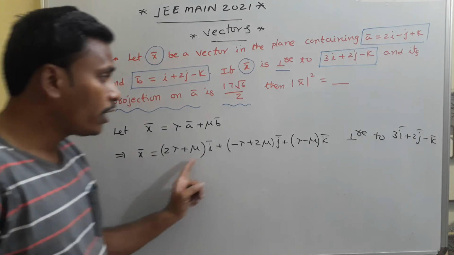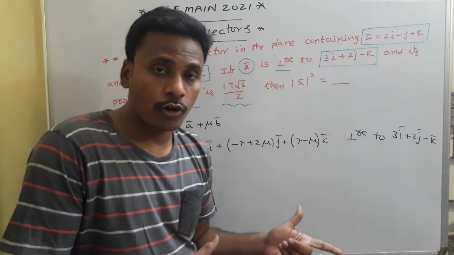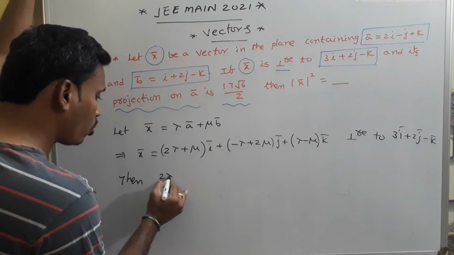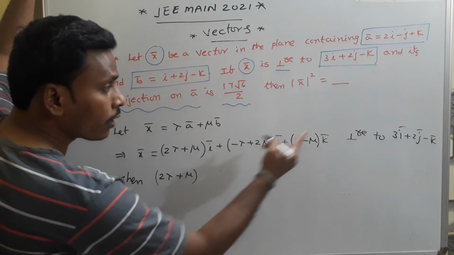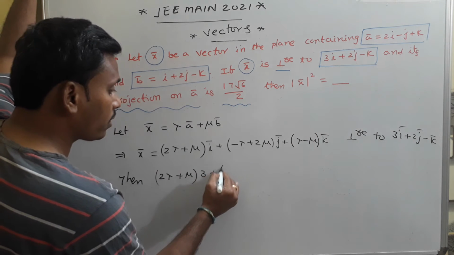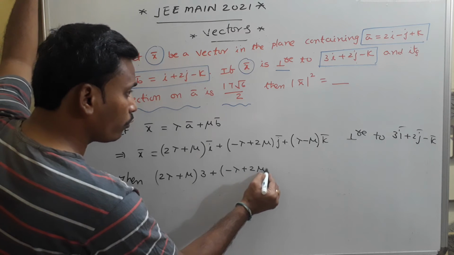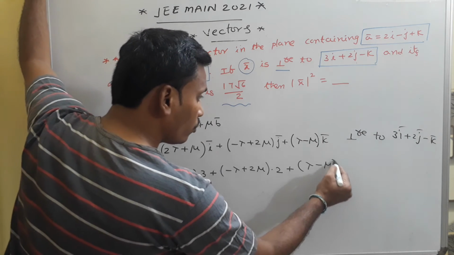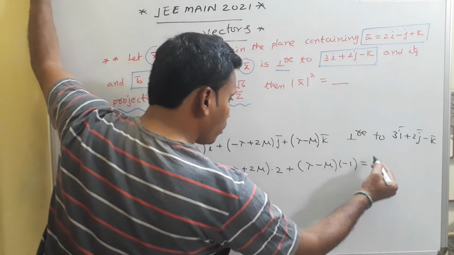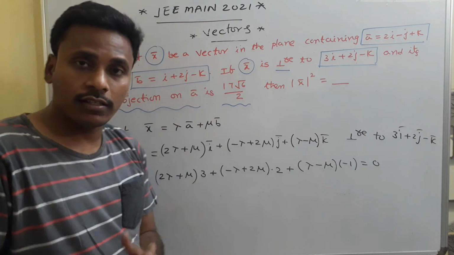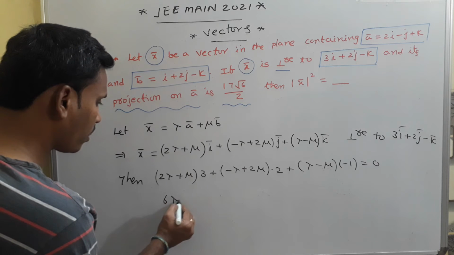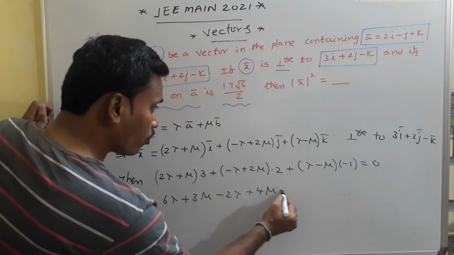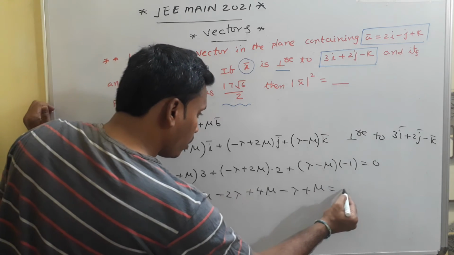So what can we do, the dot product of these two vectors is 0. Dot product means sum of the products of the coefficients. Okay, then we will write like this, 2 lambda plus mu into i bar coefficient is 3, plus minus lambda plus 2 mu into j bar coefficient is 2, plus lambda minus mu into k bar coefficient is minus 1, is equals to 0. So simplify, just we will get a relation between lambda and mu. So I am doing like this, 6 lambda plus 3 mu minus 2 lambda plus 4 mu minus lambda plus mu is equals to 0.